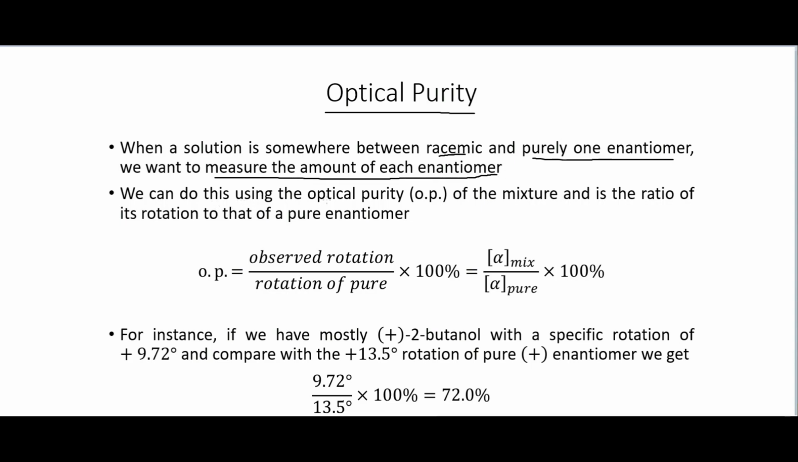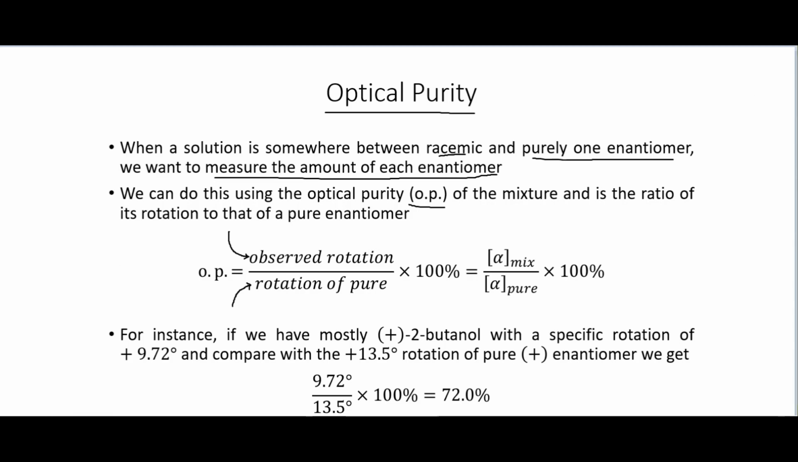So we can do this using the optical purity, or OP, of the mixture, and it is the ratio of the observed rotation to the pure enantiomer. So you take a measurement, you use that equation from before to get the specific rotation from your mixture that is not necessarily 100%, and then you do the ratio with the 100% pure enantiomer and put it into this formula.